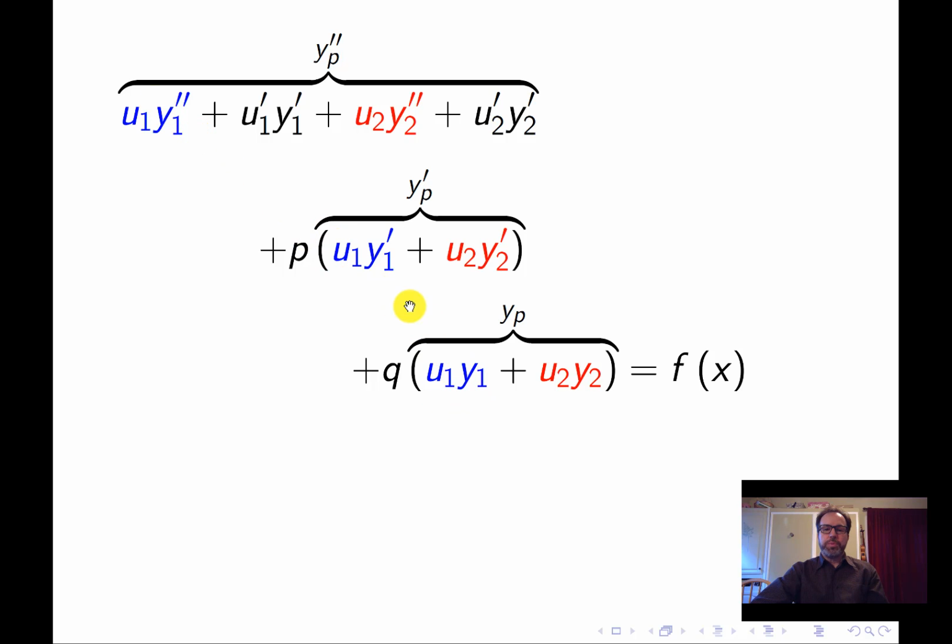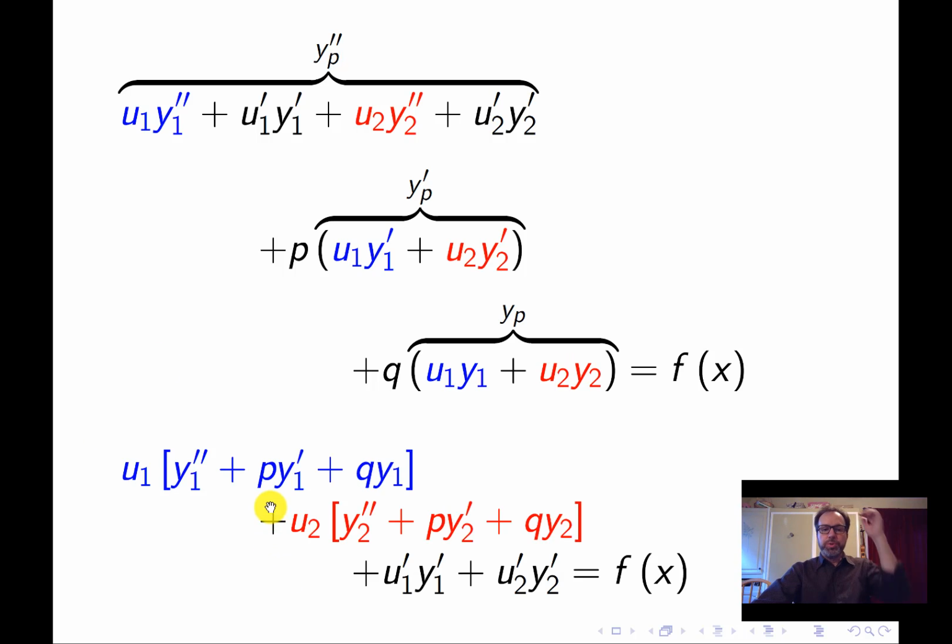If you take all of those blue ones together, you could factor out the u1, and then what you have is the homogeneous differential equation. Same thing with those red terms. I'll rearrange them. So I put all the blue ones together and factor out the u1. We started with the assumption that y1 double prime plus p times y1 prime plus q times y1 was equal to 0. So all of that stuff that's in blue goes away. Similarly, all the stuff that's in red goes away. And then I'm left with just this piece right here.